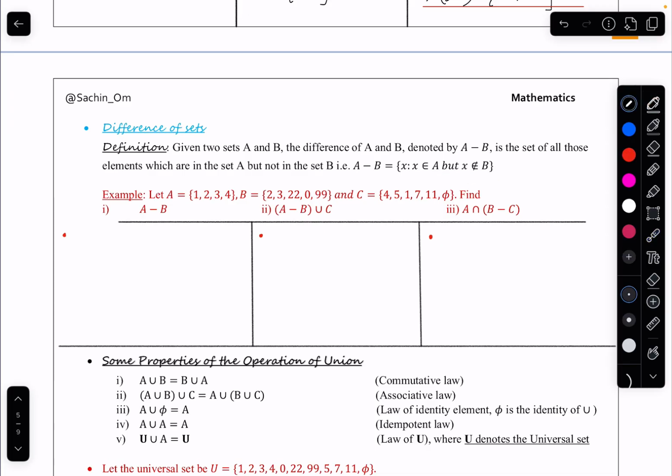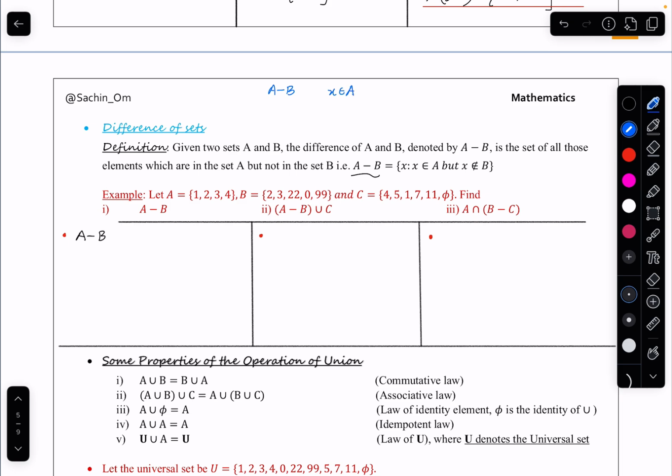So let's consider it via an example, A minus B. A minus B means you have to collect elements of A not in B. Order matters here. A minus B means you have to take elements in A.